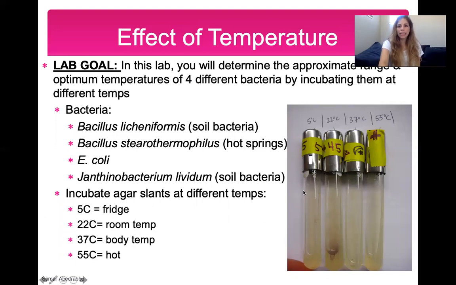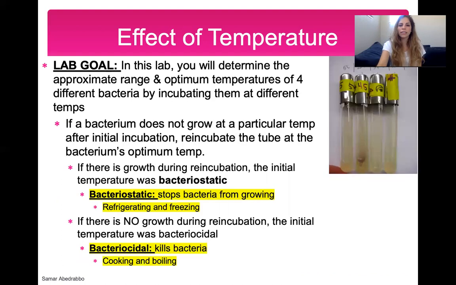And then you are going to incubate or put these agars at 4 different temperatures. You are going to incubate one of them at 5 degrees Celsius, which is refrigerator, 22 degrees Celsius, which is room temperature, 37 degrees Celsius, body temperature, and 55 degrees Celsius, which is hot temperature. And then you are going to look at the agar slants and see where the bacteria grew the best. And remember, optimum growth is where we see the most bacterial colonies.